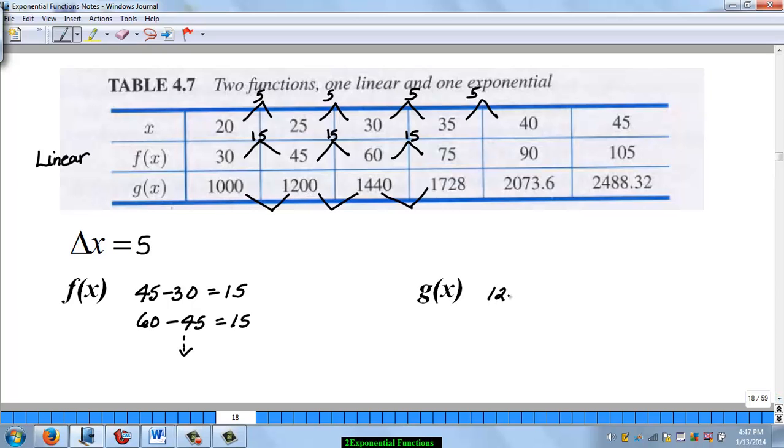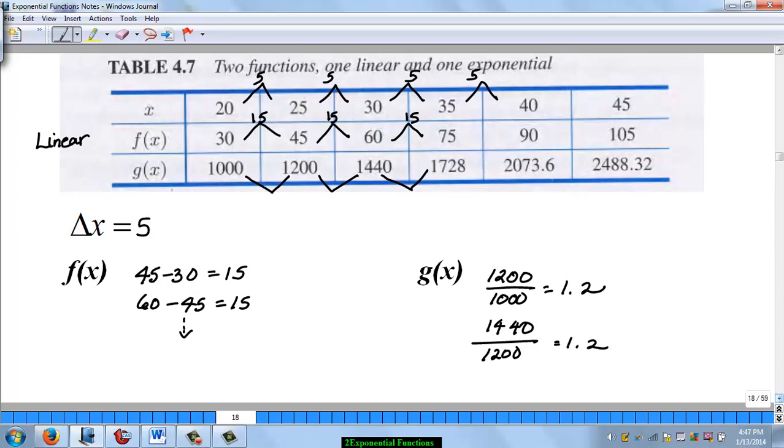So if I take 1200 and divide it by 1000, I get 1.2. If I take 1440 and divide it by 1200, I get 1.2. And if I keep doing this, I'm going to get 1.2 each time. So this is constant, but it's a constant ratio. So this must be exponential because it's a constant ratio. So let's write this down. Constant ratio. This is just a constant number here because we're subtracting the 2.